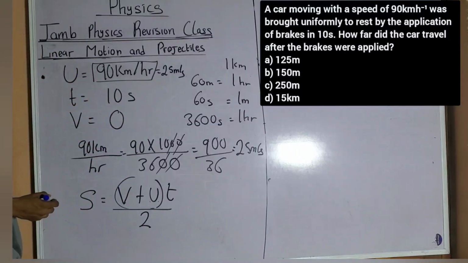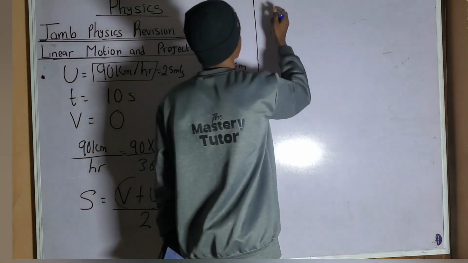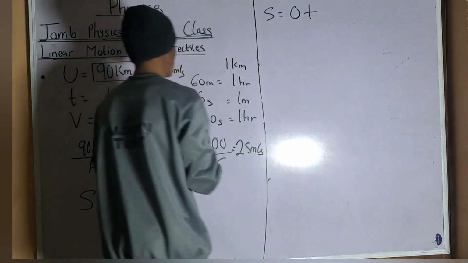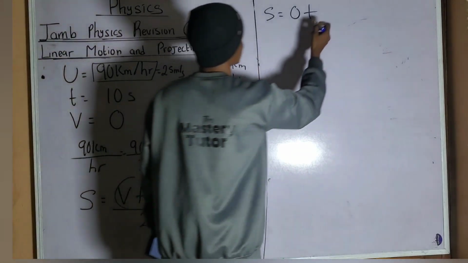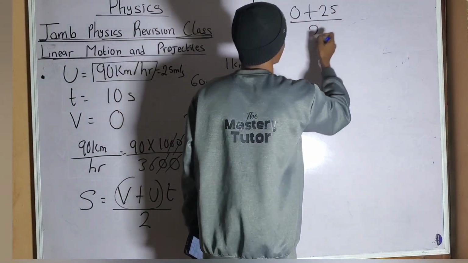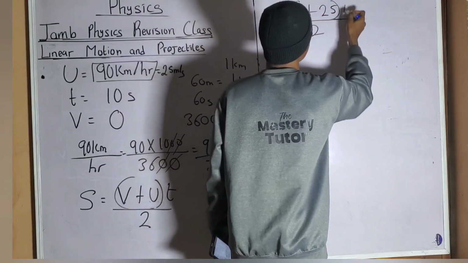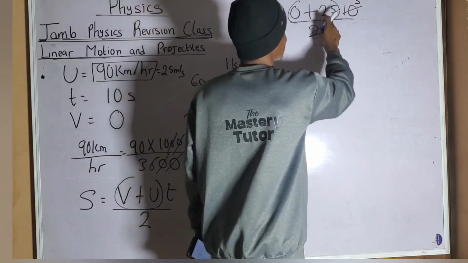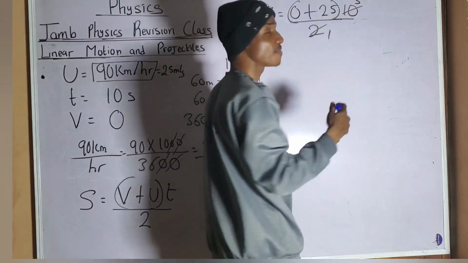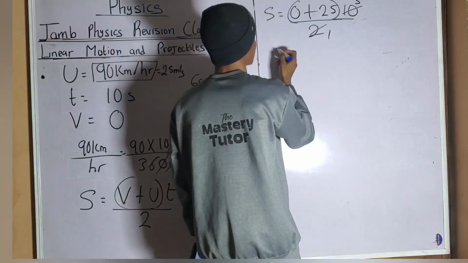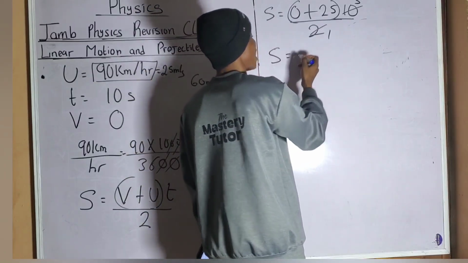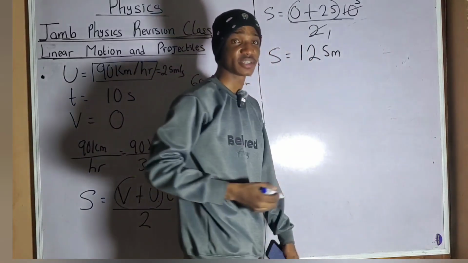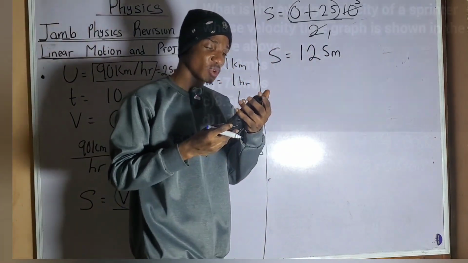So the distance s will be equal to v is 0. So I'm going to have 0 plus u. U is 25 meters per second. So I'm going to have 0 plus 25 all over 2, multiplied by the time, which is 10 seconds. Okay, 2 here 1, 2 here 5. 0 plus 25 is 25. 25 times 5 is 125. So the distance that the car covers after the brake was applied is what? 125 meters. Do you understand? Okay, let's proceed to the next question.